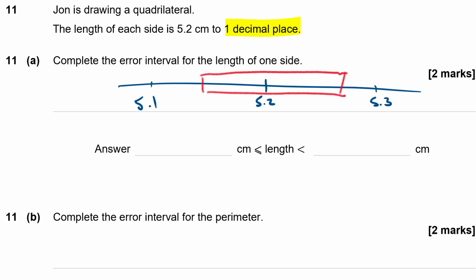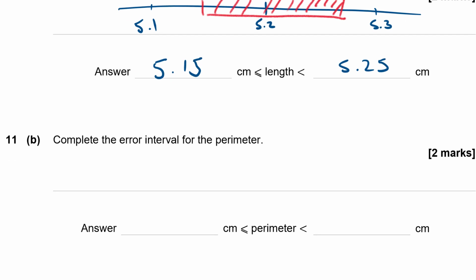That's all the numbers that are halfway between 5.1 and 5.2 will round up. That gives me a lower bound of 5.15, and the ones that round down are going to be halfway between 5.2 and 5.3, which is 5.25. So they're my 2 boundaries of all the values that round to 5.2. So the length needs to be bigger than 5.15 and less than 5.25.